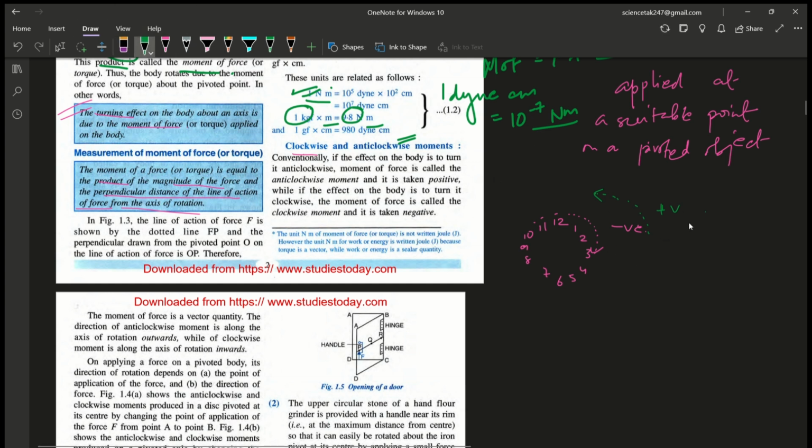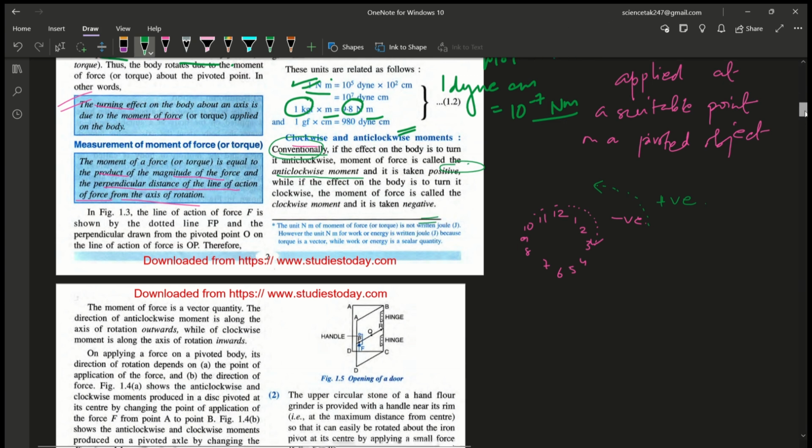Let's just read through it. Conventionally, this is a convention given. If the effect on the body is to turn it anti-clockwise, the moment of force is called the anti-clockwise moment, and it is taken as positive. While if the effect on the body is to turn it clockwise, the moment of force is known as, students, clockwise moment, and it is taken to be negative. Done.